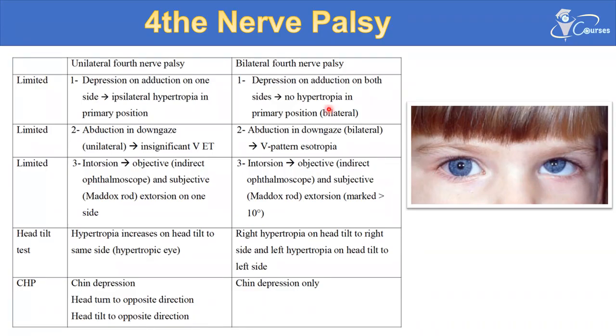But for bilateral cases, there will be limitation of depression in adduction on both sides. So there will be no difference between both eyes. There will be no hypertropia between both eyes. The limitation will be limitation of abduction in the down gaze, leading to what's called V pattern, or V pattern esotropia.